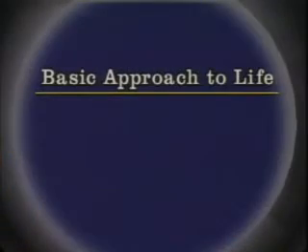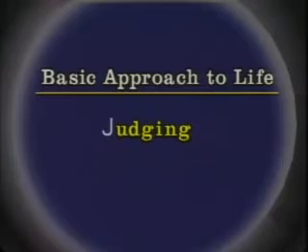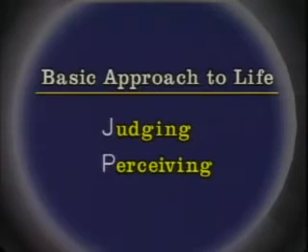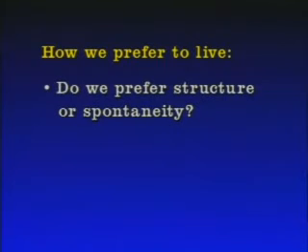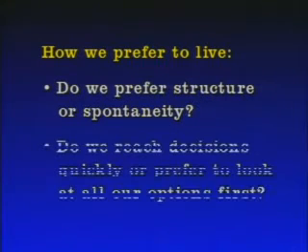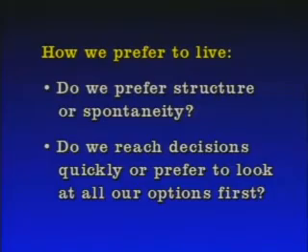The fourth set of preferences on the MBTI reflects our basic approach to life, the way we live our everyday life. Carl Jung only alluded to these preferences. Myers and Briggs named and developed them as judging and perceiving. Again, a word of warning. Judging does not mean being judgmental, and perceiving does not mean being perceptive. The judging-perceiving scale reflects how we prefer to live every day. Do we prefer structure or spontaneity? Do we reach decisions quickly or prefer to look at all our options first?